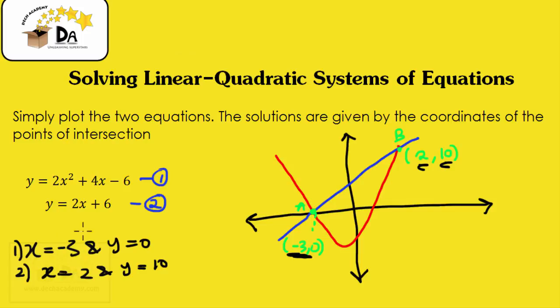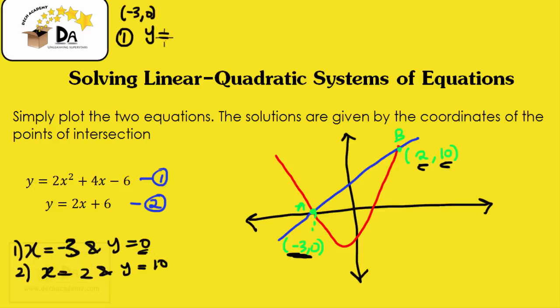Okay, let's test solution 1. Solution 1 says x is -3 and y is 0. So let's test it in equation 1. Equation 1 says y is equal to 2x squared plus 4x minus 6. So I'm going to replace x with -3. If this solution x equals -3 and y equals 0 does satisfy this equation, then when I replace x with -3 in equation 1, the y value I get should be 0.